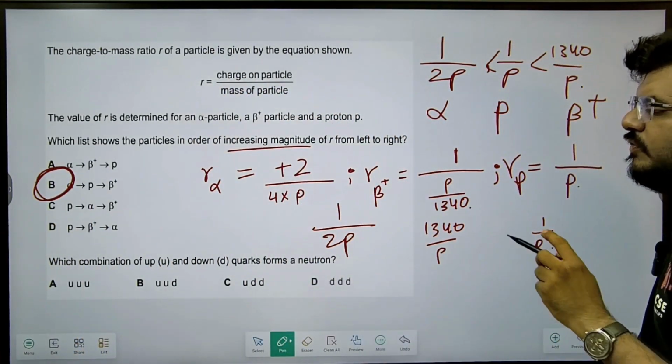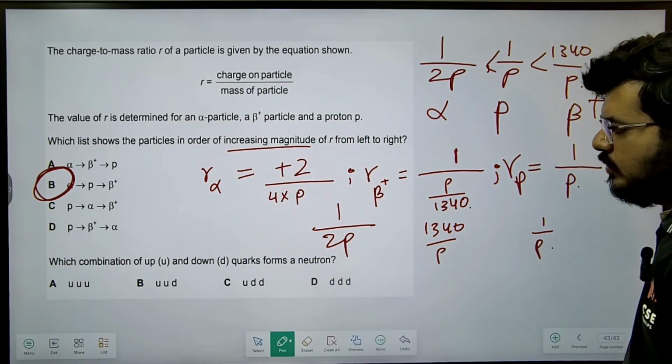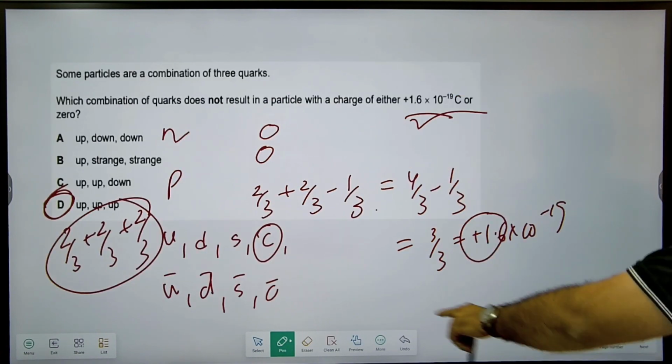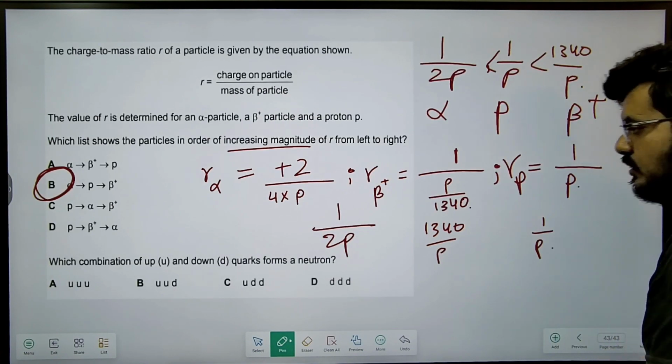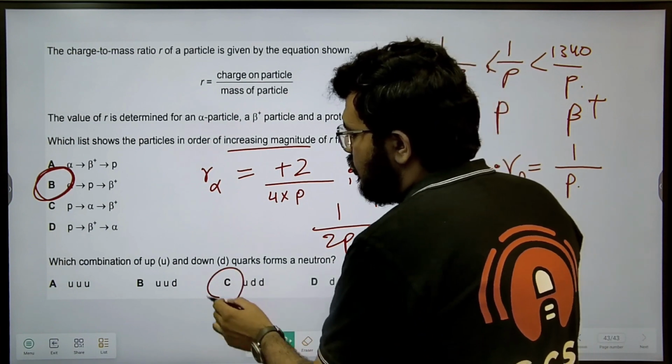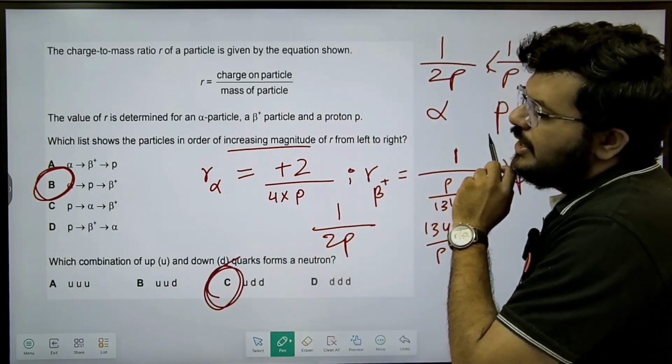Which combination of up and down quark forms a neutron? I just told you, up down down is neutron. So up down down, option C is your answer.